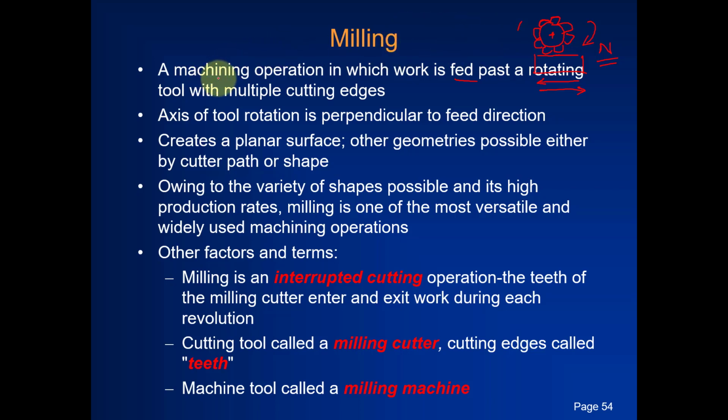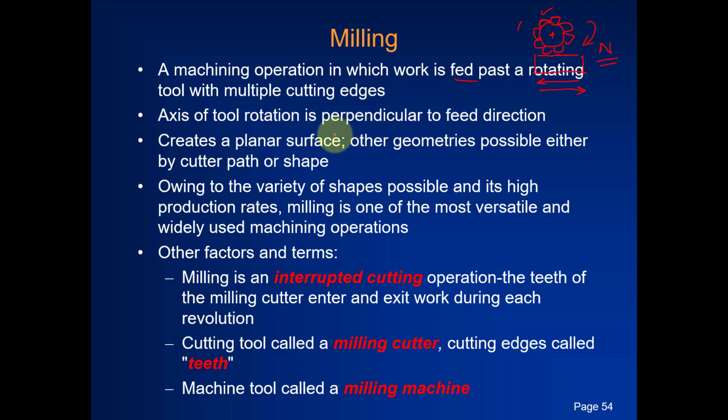So basically milling is a machining operation in which the workpiece is fed past a rotating tool with multiple cutting edges, and by passing this workpiece through the multiple cutting edges of the cutting tool, the extra work material is removed from the workpiece and the desired geometry can be obtained by using the milling operation. Now the axis of tool rotation is perpendicular to the feed direction.